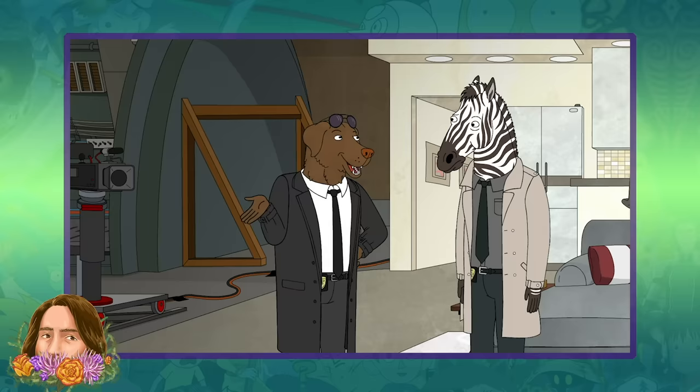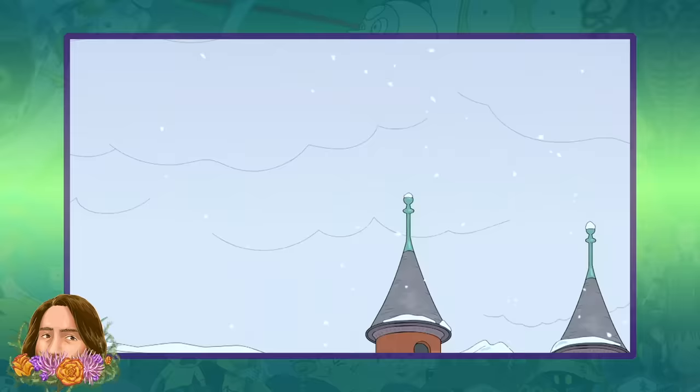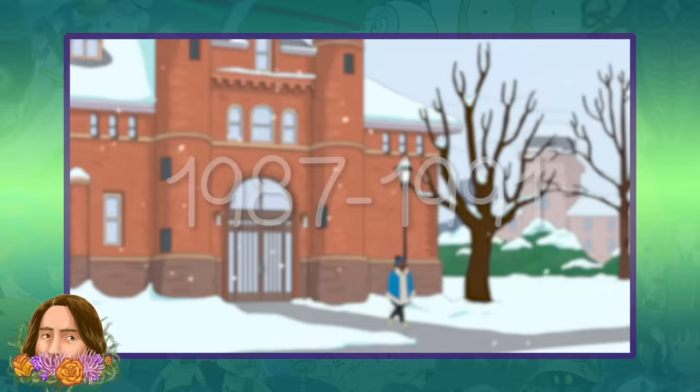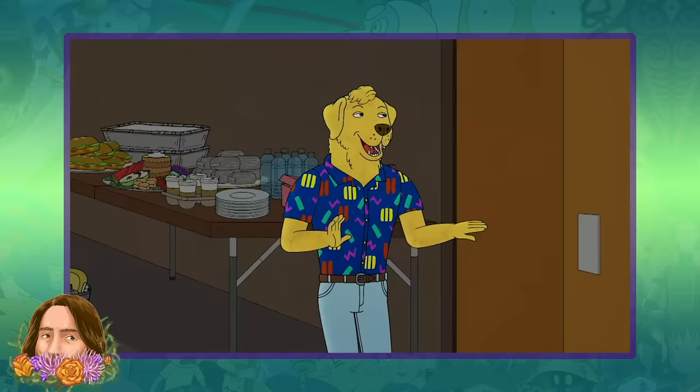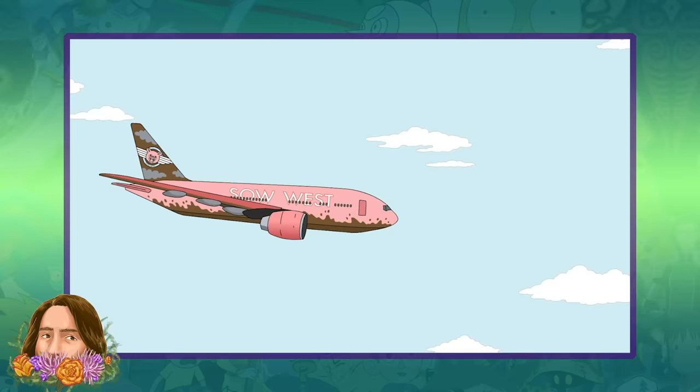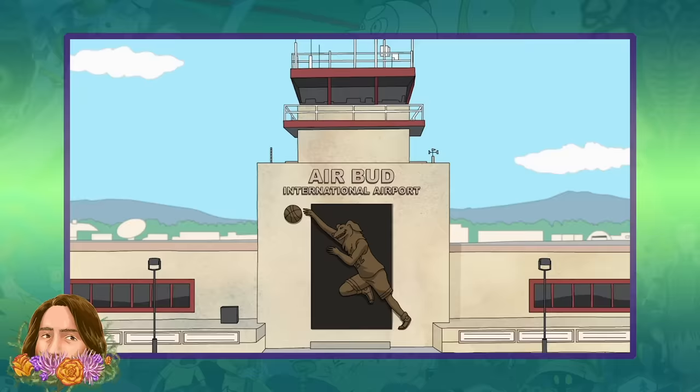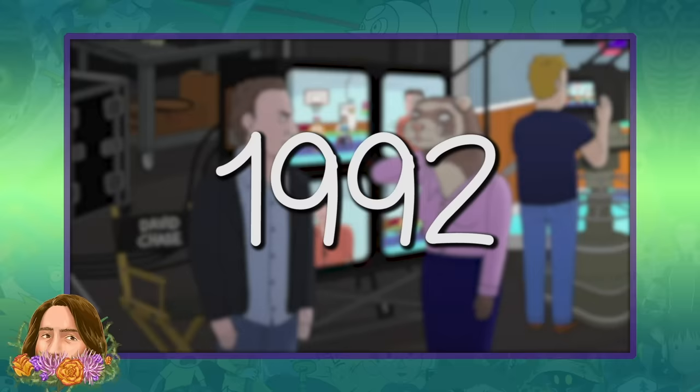Mr. Peanutbutter attended Northwestern University for college. We have no confirmed dates of his attendance, but I think we can assume he went from 1987 to 1991. Mr. Peanutbutter had a penchant for walking into rooms without looking where he was going, which led to a series of events that would change his life forever. One time, he accidentally walked into a cockpit of a plane and ended up co-piloting the very plane that brought him to California. But more importantly, in 1992, Mr.